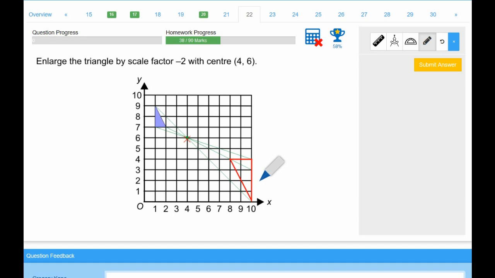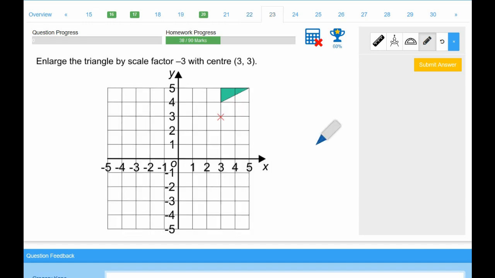And then the last question for my year 9s. Exactly the same thing. We've got a scale factor of -3. 3,3 is the center of enlargement. I've plotted that. I plotted this one. I'm going to come and draw my ray lines through here, and through here. I'm going to work out what it's going to look like.